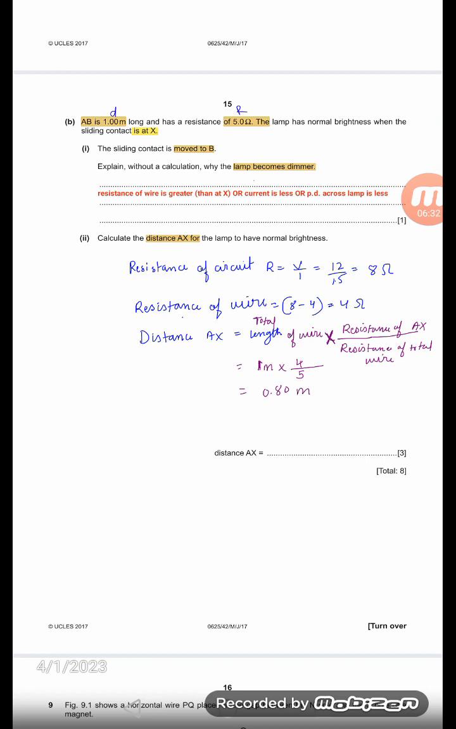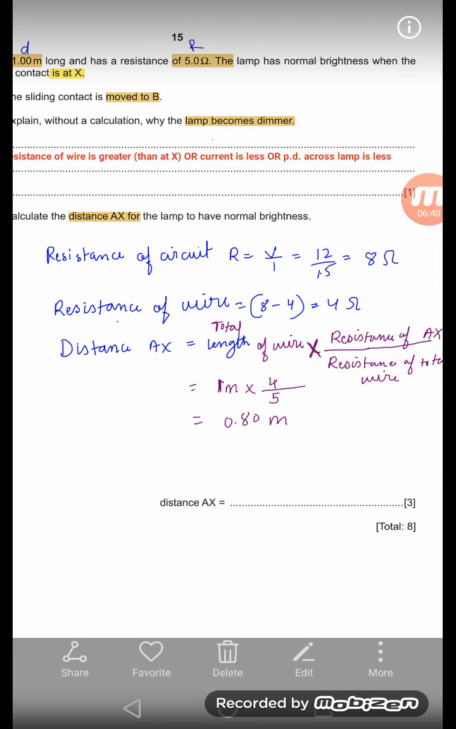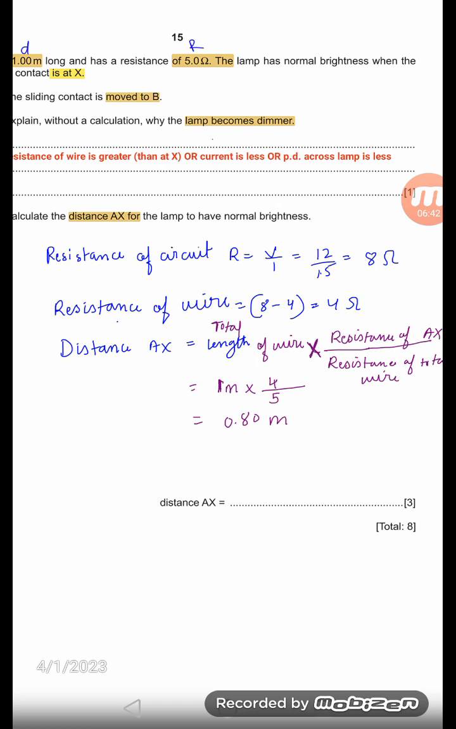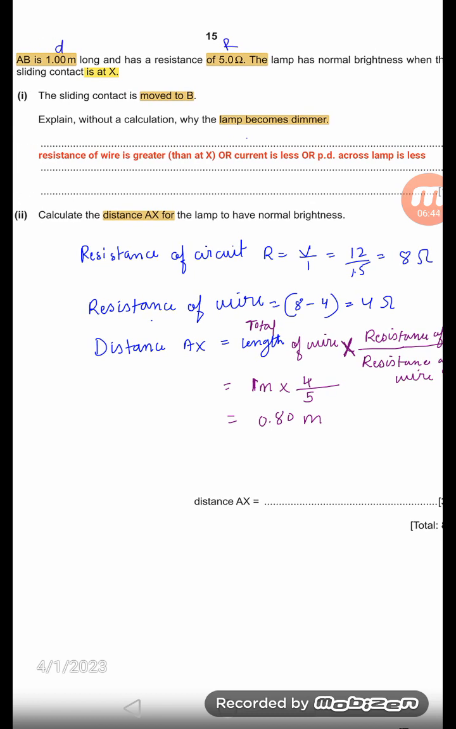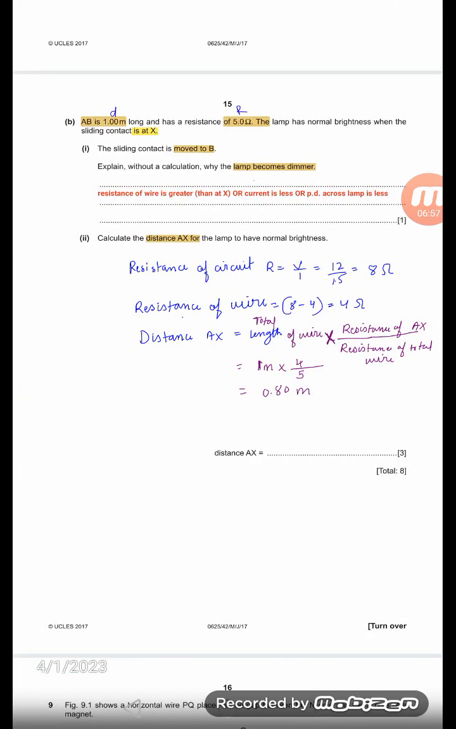Okay, resistance of the circuit. First, we have to find the resistance of the full circuit. In order to find the resistance of the full circuit, we must find the voltage, the total voltage, that is 12, and the total current in the circuit, that is 1.5. So that is 8 ohm.